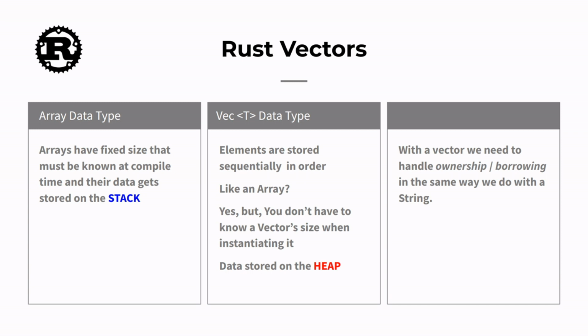So arrays are of a fixed size that must be known at compile time because their data gets stored on the stack. Vectors are like arrays, but you don't have to know a vector's size when you instantiate it, and the data is stored on the heap. With a vector, we need to handle ownership and borrowing in the same way as we do with a string. So let's have a look at an example.